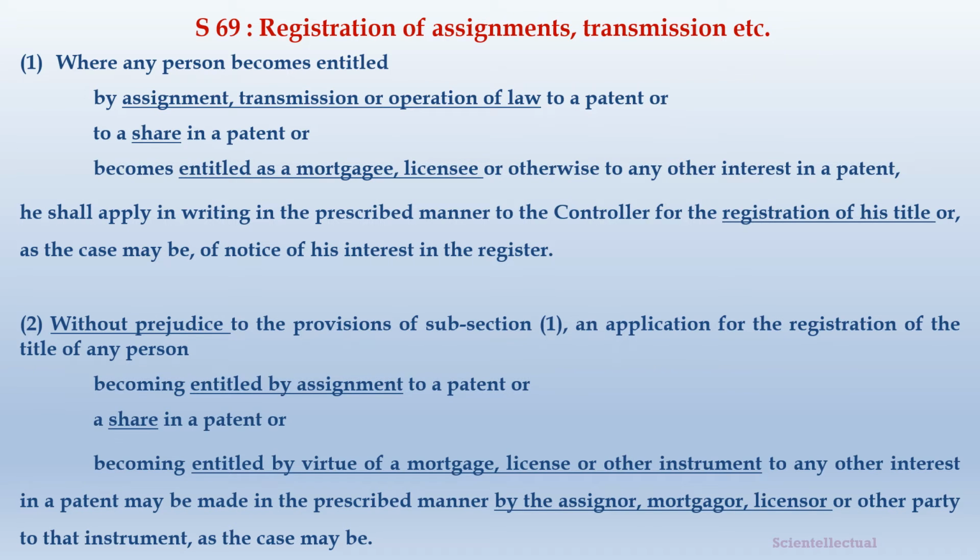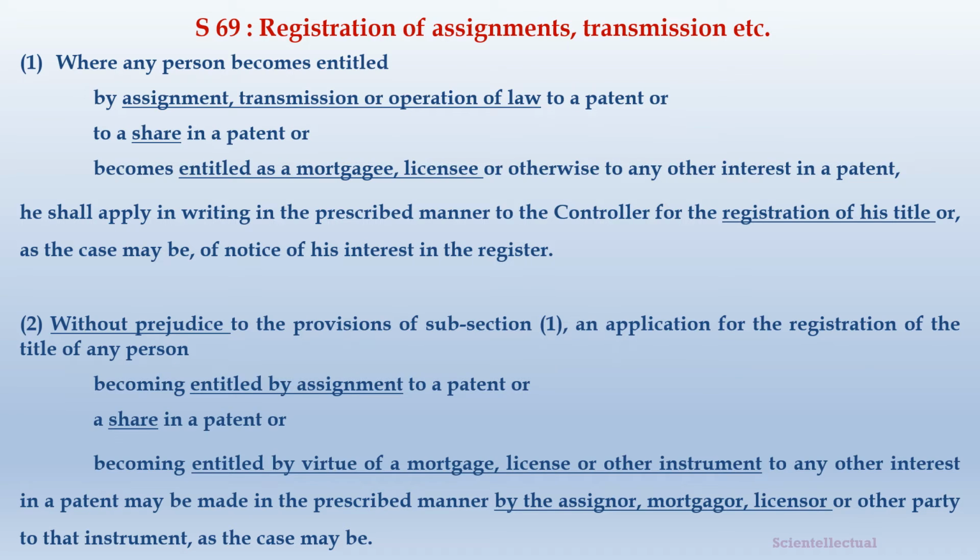Now let's discuss section 69, registration of assignments, transmission, etc. Subsection 1. Where any person becomes entitled by the assignment, transmission, or operation of law to a patent or to a share in a patent, or becomes entitled as mortgagee, licensee, or as any person interested in a patent, he shall apply in writing in the prescribed manner to the controller for registration of his title.